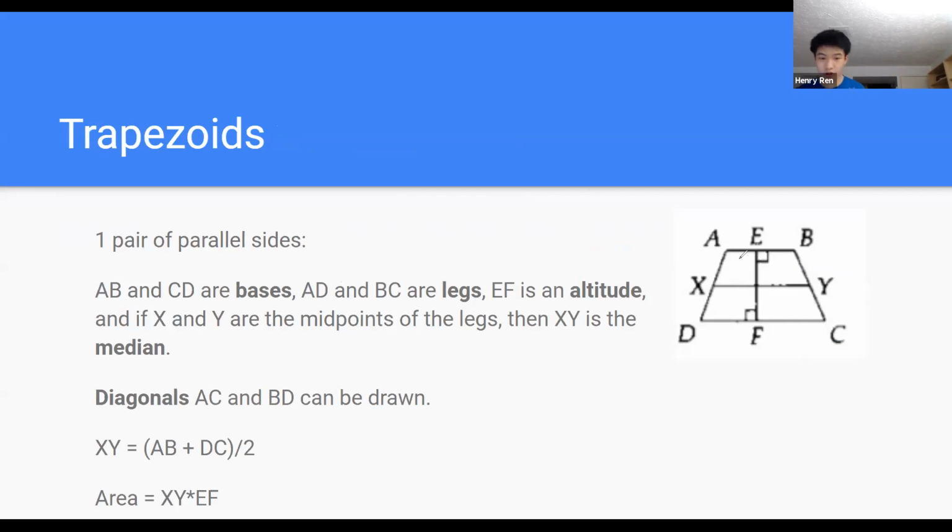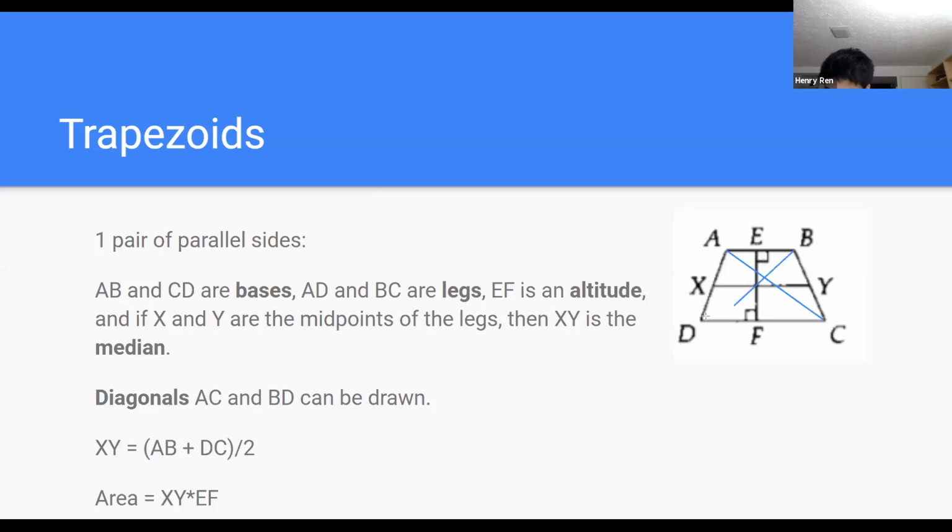Okay, so we call the parallel sides, in this case, AB and CD. Those are bases, and the other 2 sides are legs. EF is an altitude, that would be the perpendicular line between the 2 bases, and X and Y are the midpoints of the legs. So in this case, if X and Y are the midpoints of the legs, then XY is called the median.